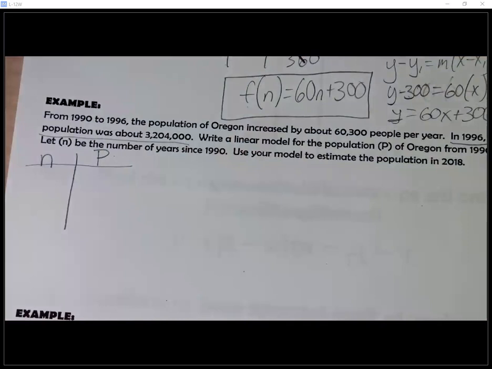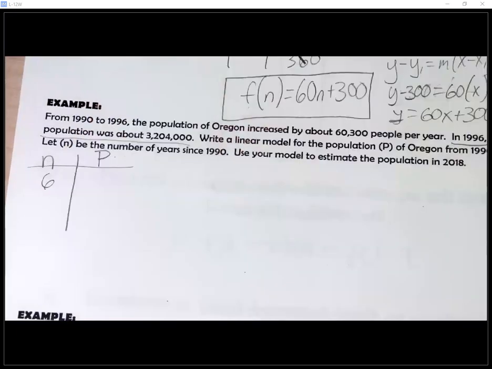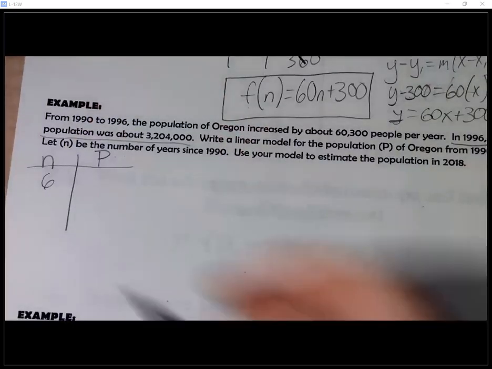Cedric? Keep going. There's more to it. Number of years since we. So if it's 1996, what am I putting in? Go ahead, Cedric. 6. Exactly. So I'm putting in 6 for N, and then the population that they gave me. 3,204,000.